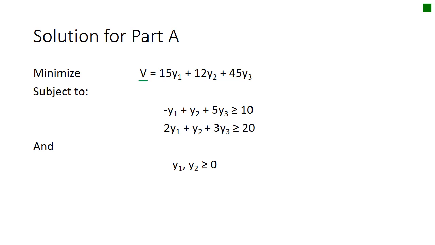And we need it to be subject to the two constraints we pulled out. Negative y1 plus y2 plus 5y3 is greater than or equal to 10. And 2y1 plus y2 plus 3y3 is greater than or equal to 20. And we kept the greater than or equal to 0. I am missing a y3 here. I just forgot to add that in, so we'll add that in.